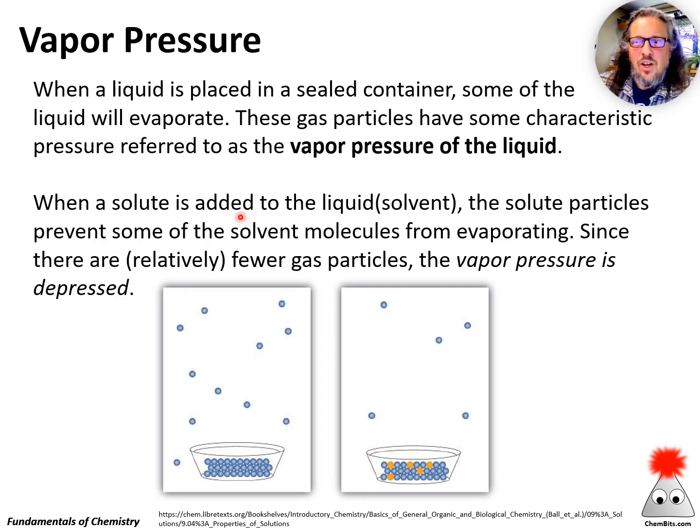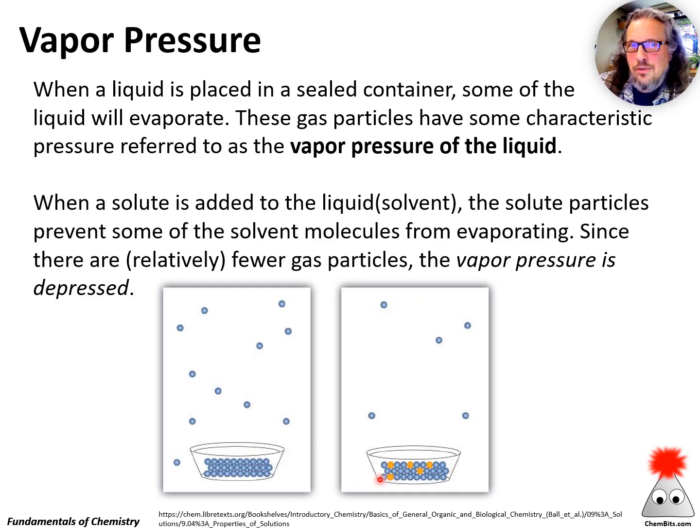When we add a solute to that solvent, the solute gets in the way and prevents some of those solvent molecules from escaping into the gas phase. Because of that, there are fewer particles in the gas phase, and the vapor pressure of the liquid that we're looking at is depressed compared to the pure solvent. So when we add a solute, vapor pressure goes down. Vapor pressure depression is a colligative property.